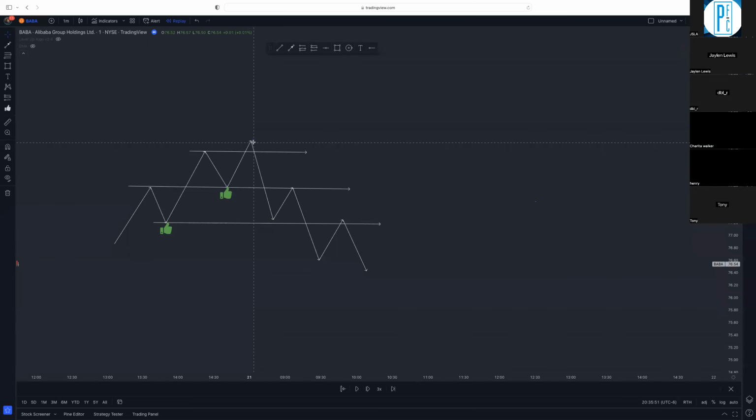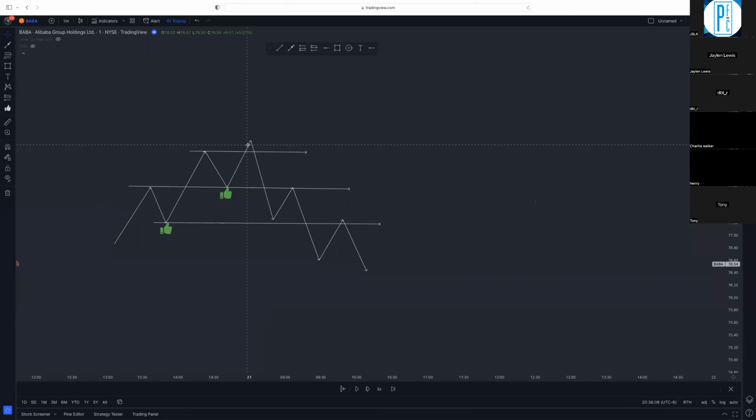What is this right here, guys? This is a resistance level. What is this area right here? We call it liquidity, but I'm saying this is a fake out, right? This is a fake out.